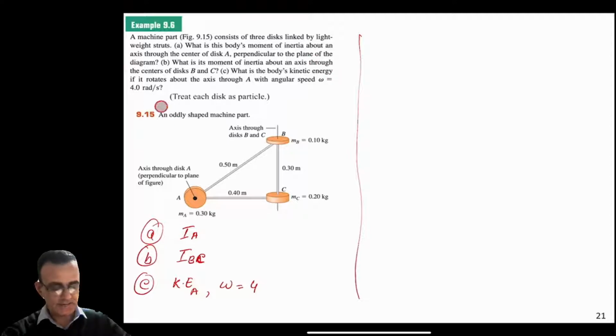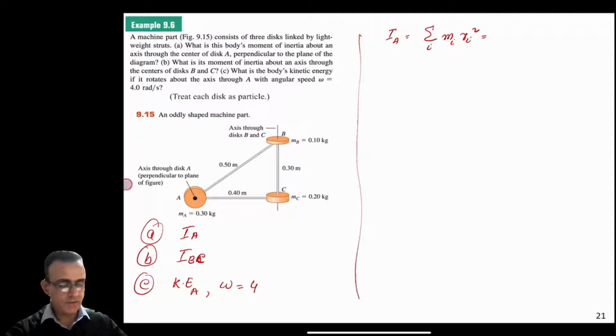Now, in this case, we are treating each disk as a particle. We are not treating these disks as rigid bodies. So in the first case, if you want to calculate I_A, again we will just use this equation, I equals the sum of m_i r_i square. If you want to calculate the moment of inertia about this position here, obviously m_A is here, so its r is 0. This means that it will not contribute to the moment of inertia. The only masses which will contribute are this mass here and this mass here.